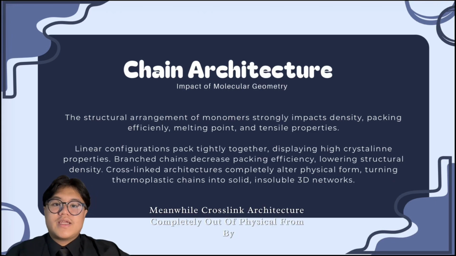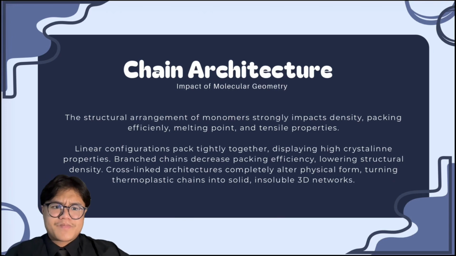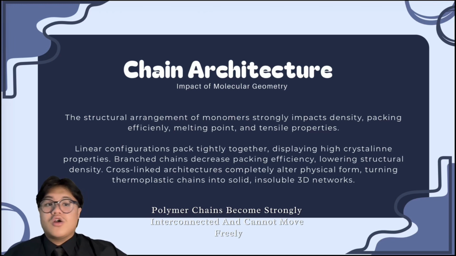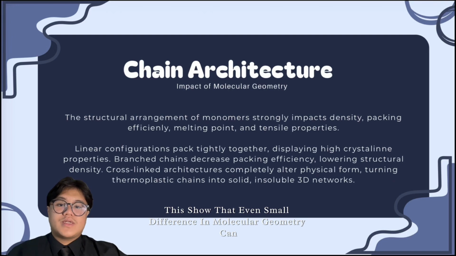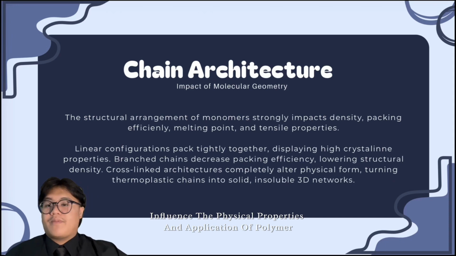Meanwhile, cross-link architecture completely alters physical form by turning thermoplastic chains into a solid and insoluble three-dimensional network. Due to this structure, polymer chains become strongly interconnected and cannot move freely. For example, cross-linked polymers are commonly found in materials requiring heat resistance and structural stability. Therefore, this shows that even small differences in molecular geometry can significantly influence the physical properties and application of polymers.